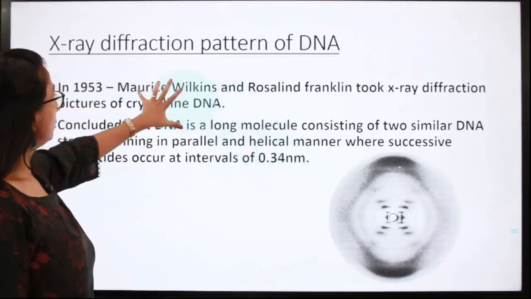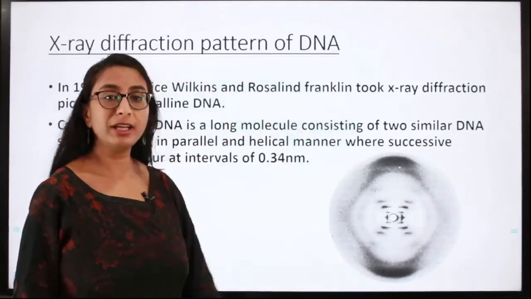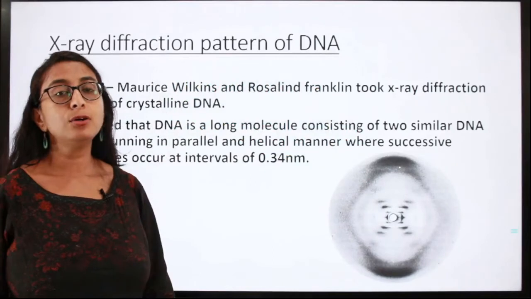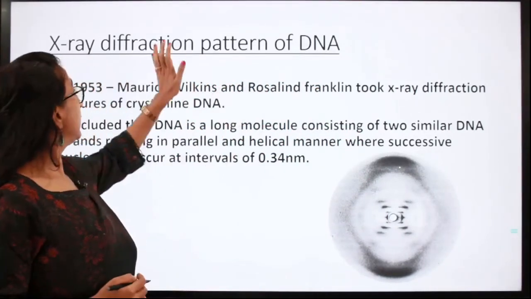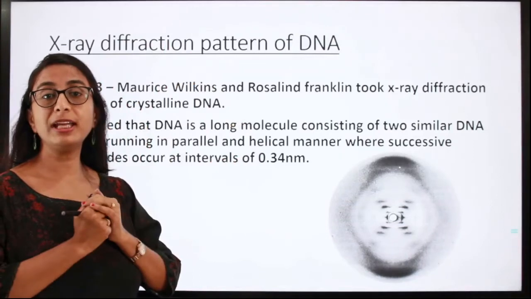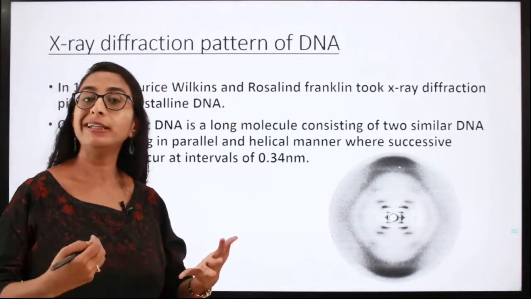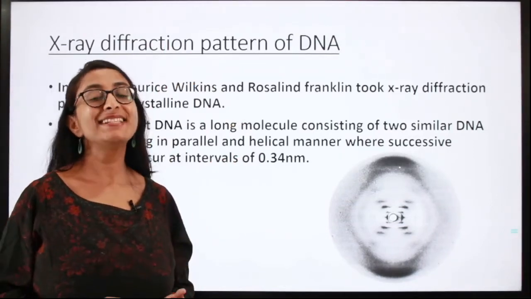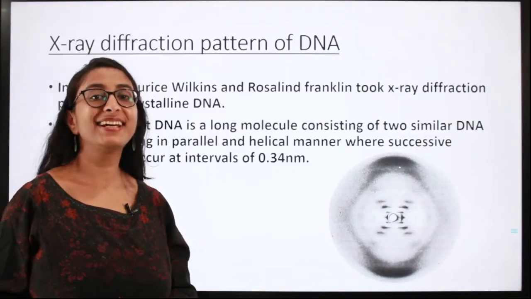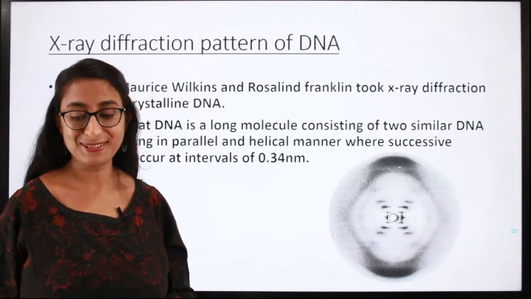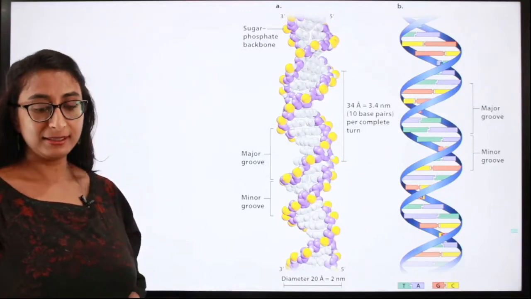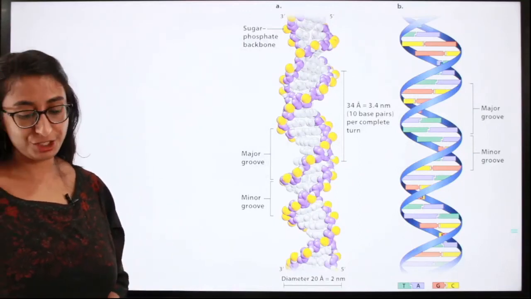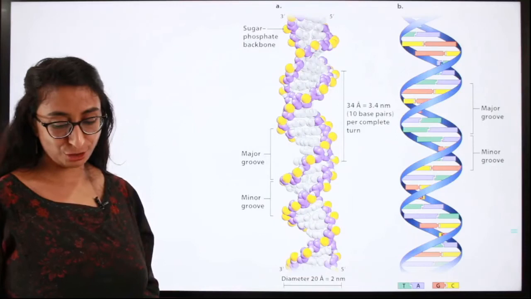So based on the X-ray diffraction pattern of DNA, and also based on these two important investigations, that is the X-ray diffraction pattern of DNA and the Chargaff rules, finally in 1953, James Watson and Francis Crick proposed the double helical structure of DNA. So what are the salient features of the double helical structure of DNA?